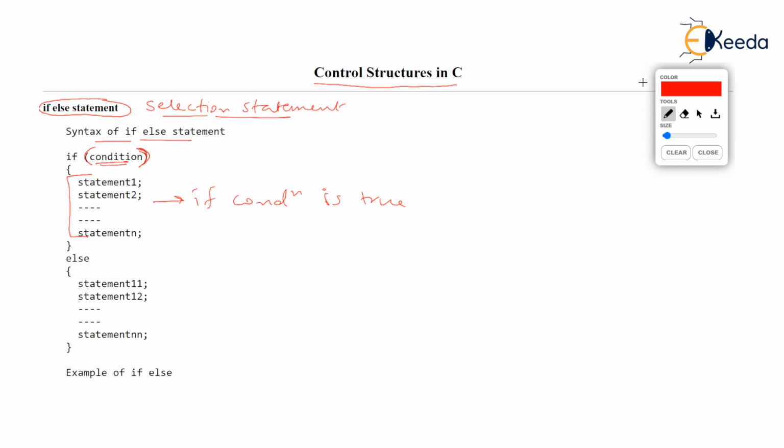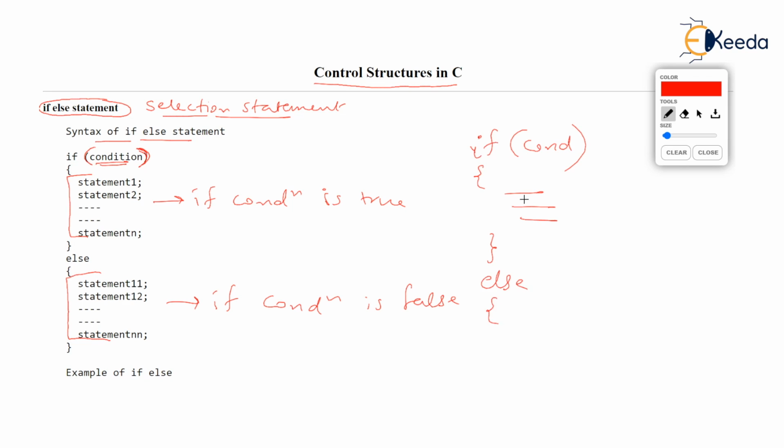But the else portion written over here, the set of statements written in the else, will run if the condition is false. So the general grammar of if-else is: if some condition, then a set of statements, else, some other set of statements. Okay, let's see an example here.